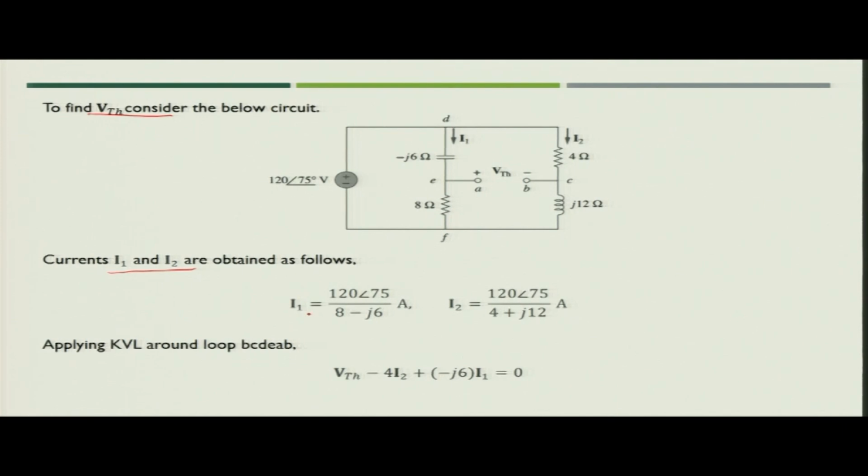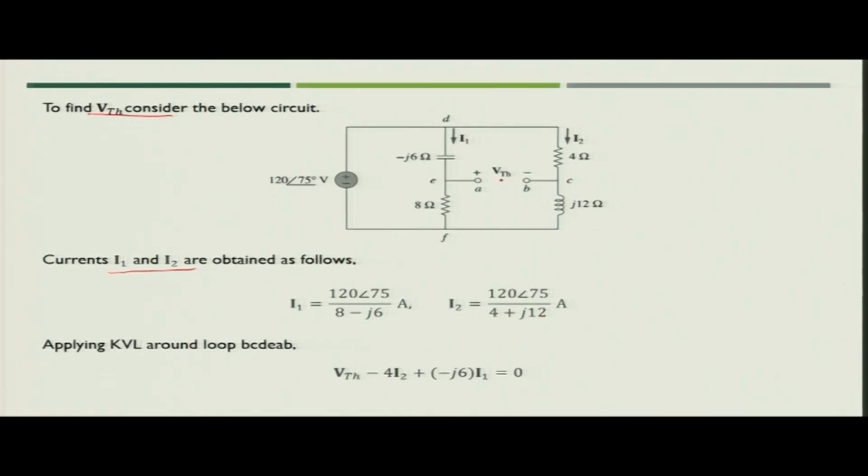So, what is the value of I1? I1 you can say, because this voltage is connected across DF, you can write 120 angle 75 divided by 8 minus J6 will be the current flowing in the DF segment, that is I1. Similarly, I2 you can write as the voltage 120 angle 75 divided by 4 plus J12. Now, you have got I1 and I2.